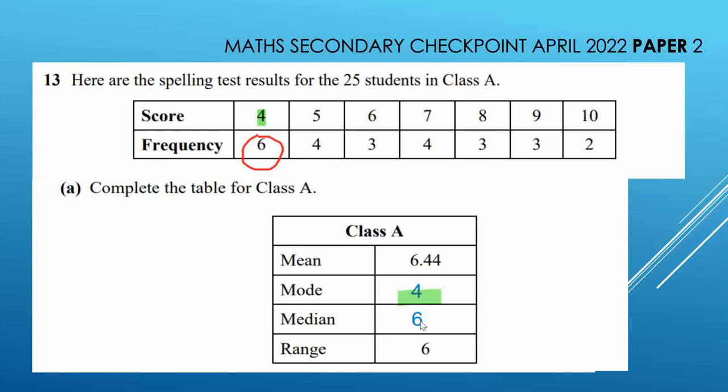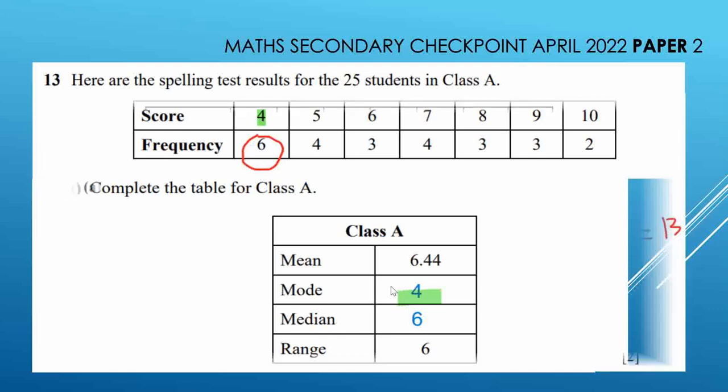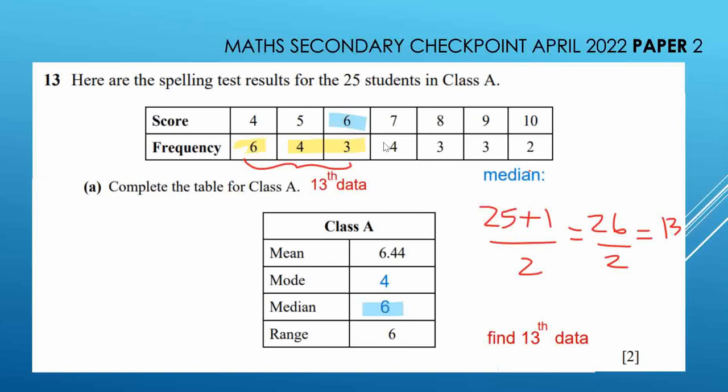Median is 6. How do we get 6? So we have altogether 25 data. To get the median, we always add 1 and divide by 2, because the median is the middle value.